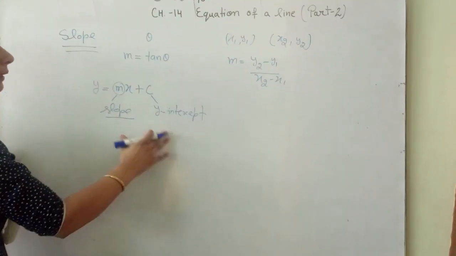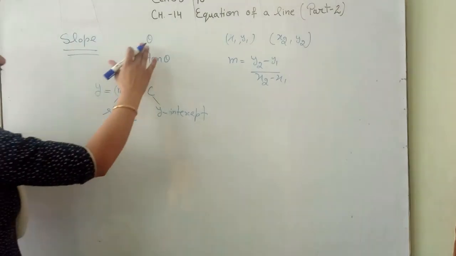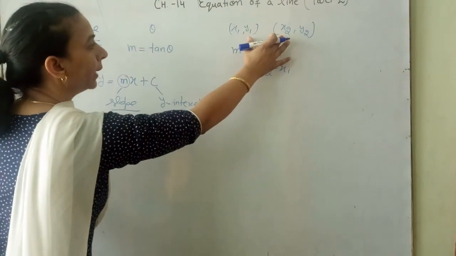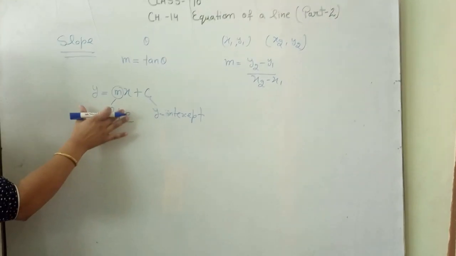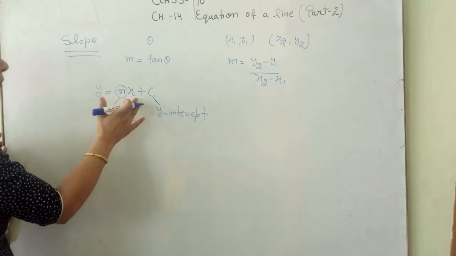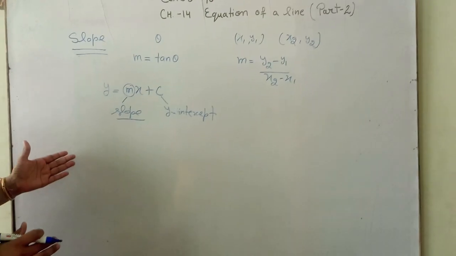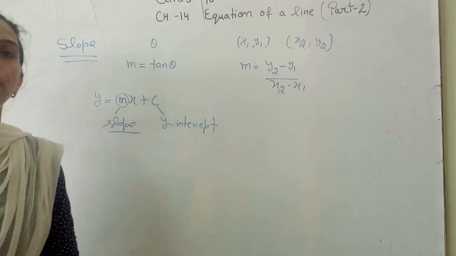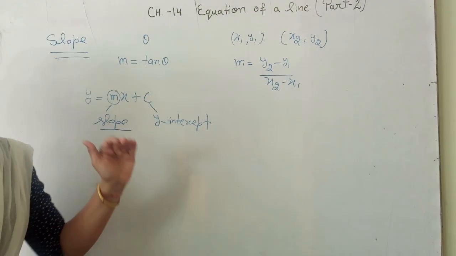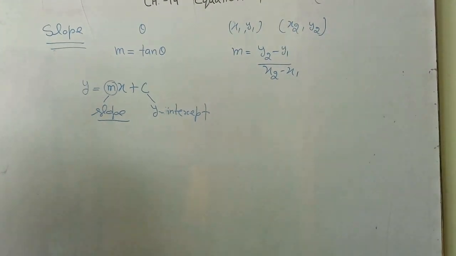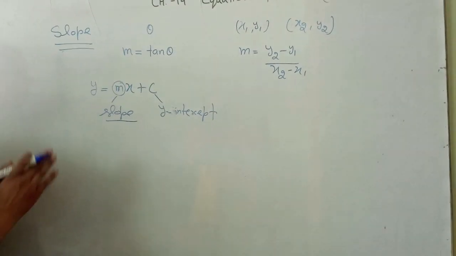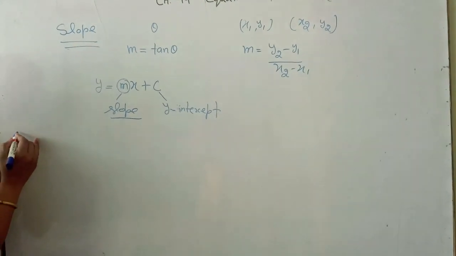There are three methods for finding a slope. First by theta, second by two points, and third, if the equation of a line is of this type, then the coefficient of x is our slope. Students, in the same way, there are three methods for finding the equation of a line. Now we find the equation of a line by three methods. There are three types.